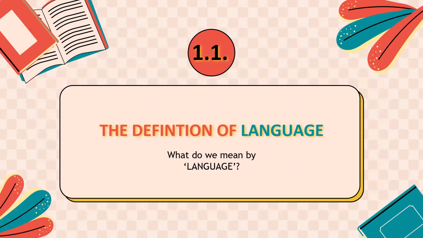Okay, first, the definition of language. What do we mean by language? When we say language, اللغة, إيش قصدنا باللغة? If we came to ourselves and tried to bring a definition about language, the first thing we can notice is that it is a communication system, هو نظام تواصل, because we communicate between each other using language.